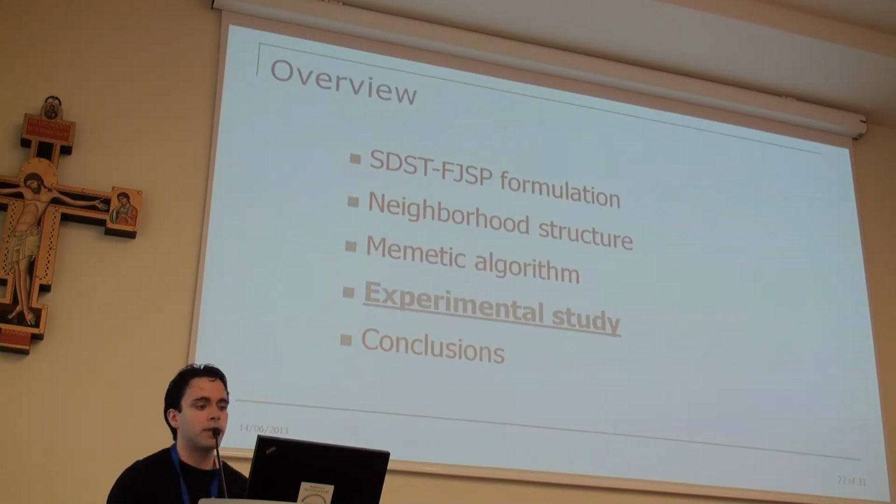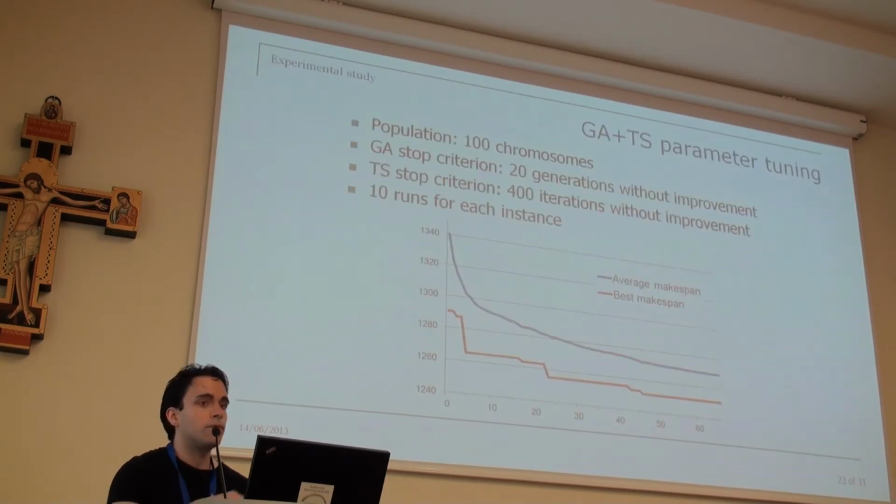Finally, for the experimental study, first of all we did a small parameter tuning and we set the population at 100 chromosomes, the stopping criterion of the genetic algorithm at 20 generations without improving the best solution, and the stop criterion of the tabu search at 400 iterations without improving. As this is a stochastic algorithm, we ran it 10 times and recorded the best and average makespan.